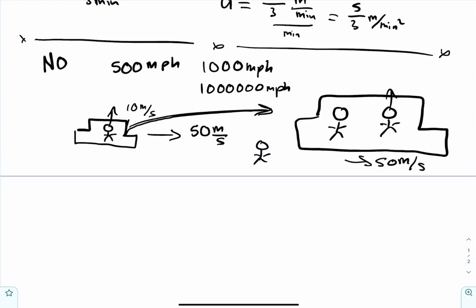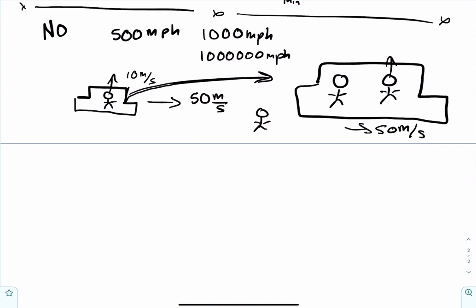Rewatch this video or a section of this video to really understand this concept of how, if your frame of reference varies, then your perception of a problem can change as well. Another example is a conveyor belt.